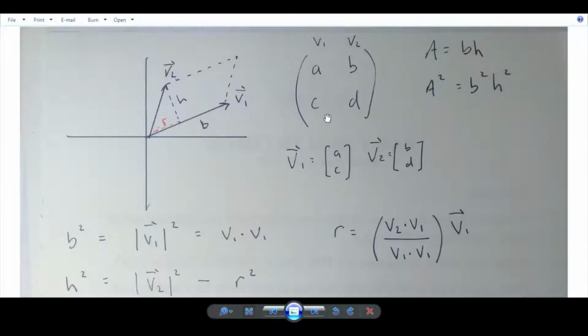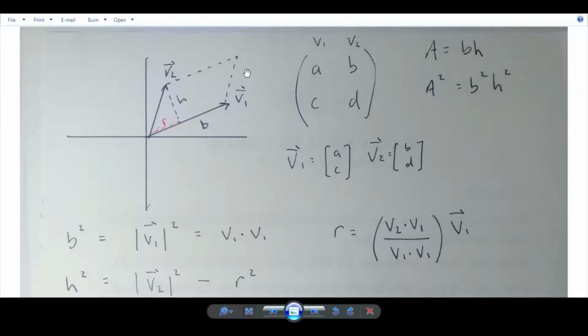If vector 1 is AC, that's this part here, and vector 2 is BD, that's this vector here, and I plotted them on a little diagram, I can see vector 1, vector 2, and if I joined up the following lines, I can get them to form a parallelogram. Okay, so that's pretty cool.